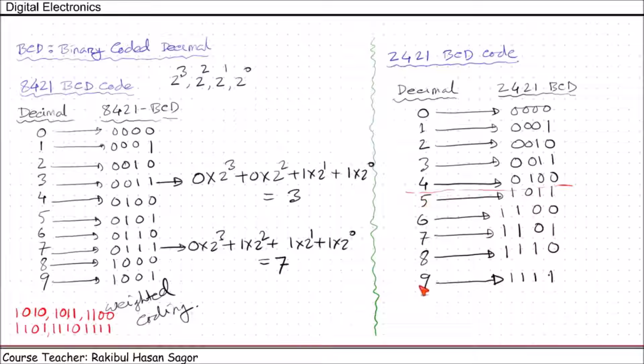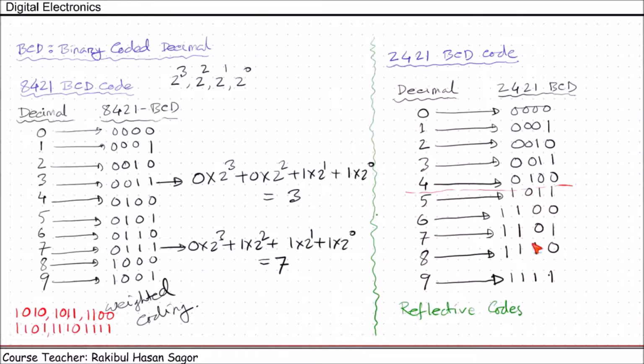For example, 9 is the reflection of 0. That means we are getting 9 by taking ones complement of 0, and we are getting 0 by taking ones complement of 9. Again, 8 is the reflection of 1. We are getting the corresponding 2421 BCD code by taking ones complement of 1, and we are getting 2421 BCD code of 1 by taking ones complement of 8. In this way, we are getting a reflection between this portion and this portion. That's why 2421 BCD codes are sometimes called reflective codes.